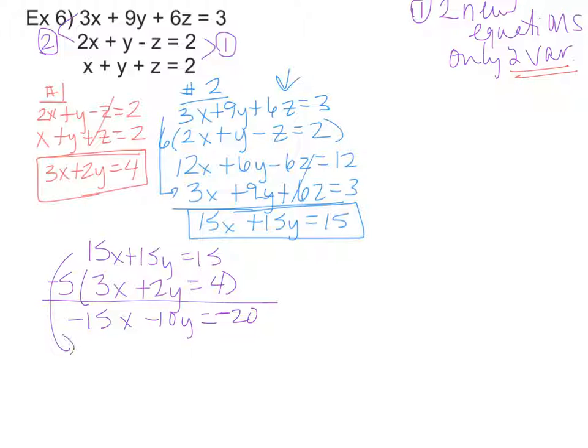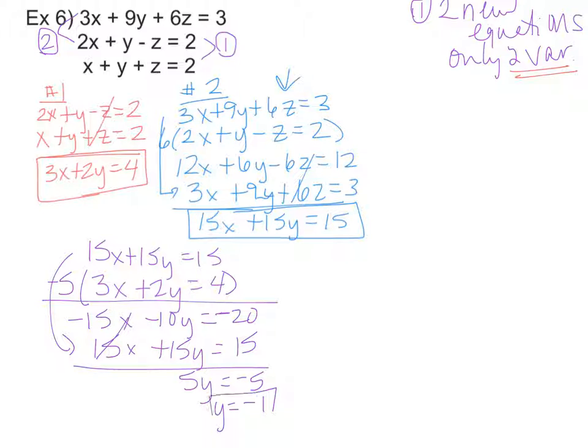And then just rewrite this one. So 15x plus 15y is equal to 15. Now I get a positive 5y is equal to a negative 5. So y is now equal to a negative 1. There's our first variable.